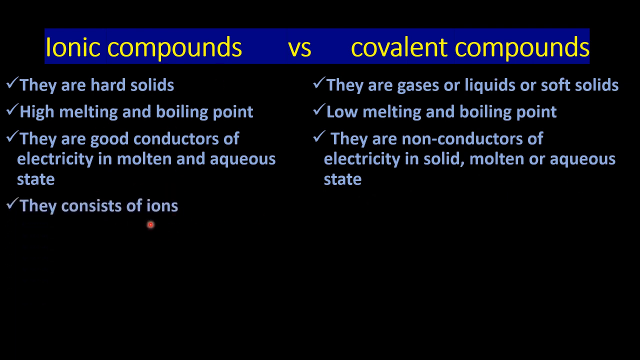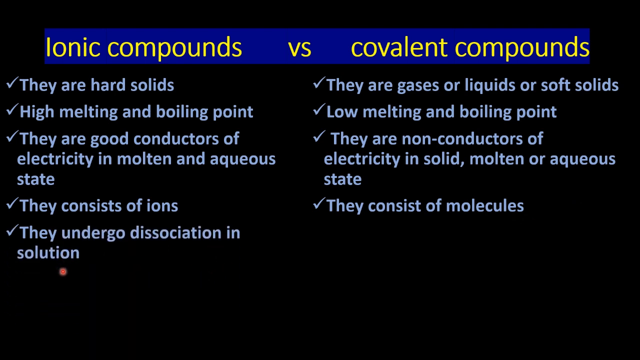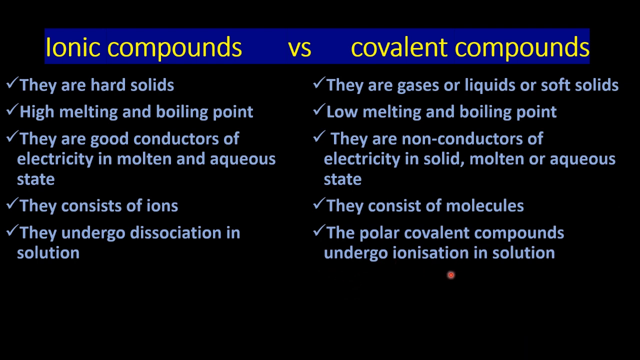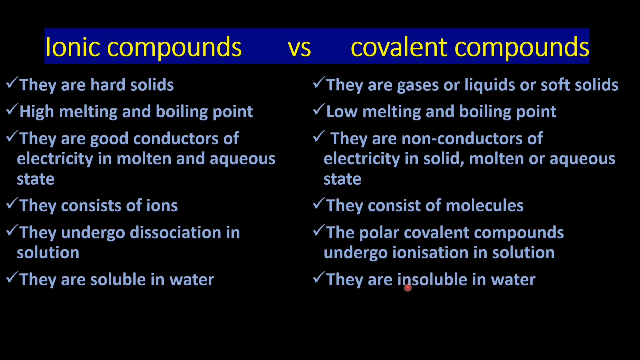Ionic compounds consist of ions when you dissolve them in water, and covalent compounds consist of molecules. They undergo dissociation in solution. You call it dissociation when an ionic compound dissolves in water and forms ions, whereas if a polar covalent compound forms ions, you call it ionization. In electrolysis, we are going to learn this. And ionic compounds are soluble in water. Non-polar covalent compounds are insoluble in water, but polar ones will be soluble in water.